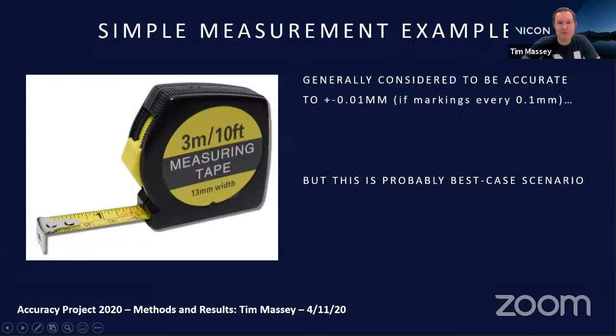Before we get into motion capture, I thought we'd start with quite a simple example to try and explain the problem a bit more fully. Hopefully many of you on this call are familiar with this type of device or something very similar. Generally, depending on what you look up, a tape measure is considered to be accurate to plus or minus 0.01 of a millimeter, based on how good your eye is, if the markings are every 0.1 of a millimeter or so. Sorry, 0.1 of a centimeter, I should say. But this is probably pretty much a best case scenario.